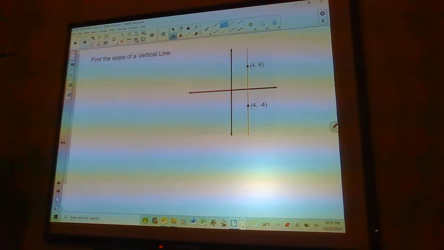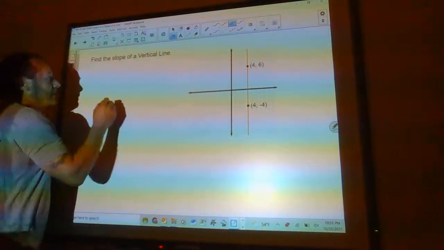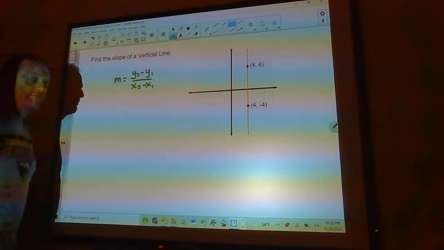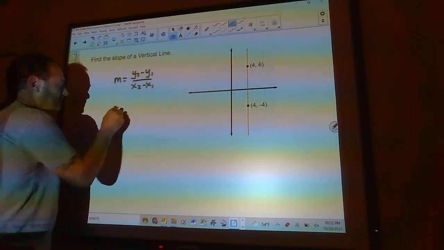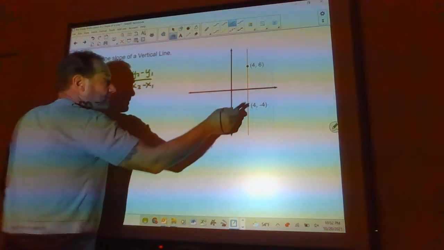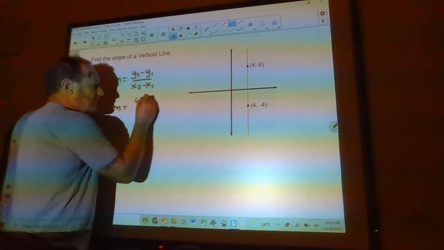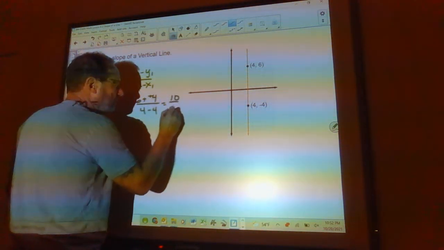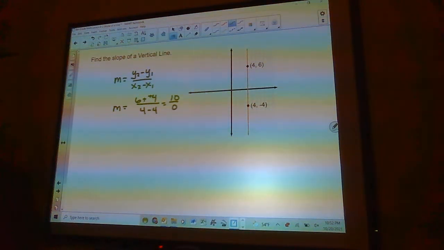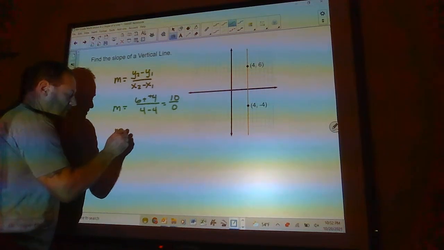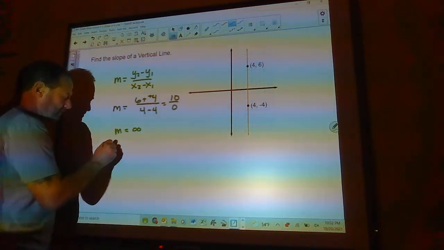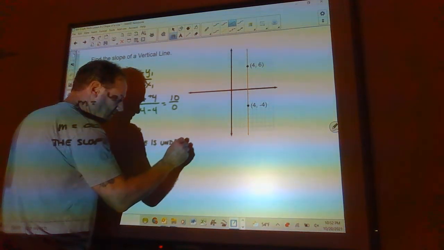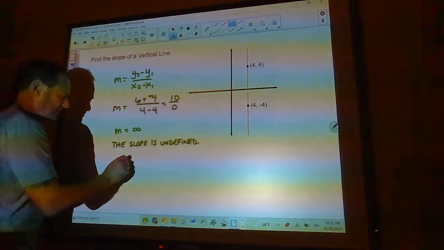Okay, what about a vertical line? All right, let's take a look at this one. So this one, the slope, remember, is y2 minus y1 over x2 minus x1. Notice I write the formula down every time. Slope is the difference in the y's, so it doesn't really matter which order you do it in. 6 minus negative 4 over 4 minus 4. So these cancel and I get 10 over 0. Okay, what happened here? I'm dividing by 0, and you can't do that. So we write this, and we just say the slope is undefined. You can also say there's no slope.